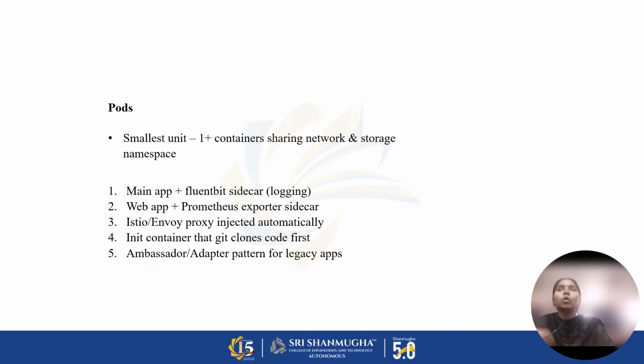Next, pods. It is the smallest unit: one plus containers sharing network and storage namespace. So main app plus Fluent Bit sidecar, and web app plus Prometheus exporter sidecar, and Istio Envoy proxy injected automatically. Init containers that git clone, and the ambassador and adapter patterns for legacy apps.